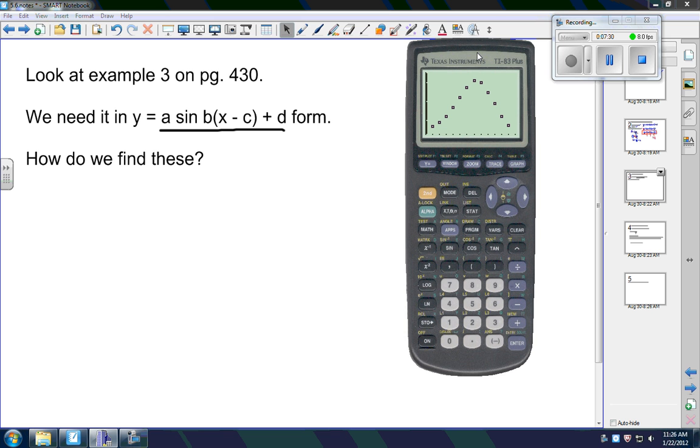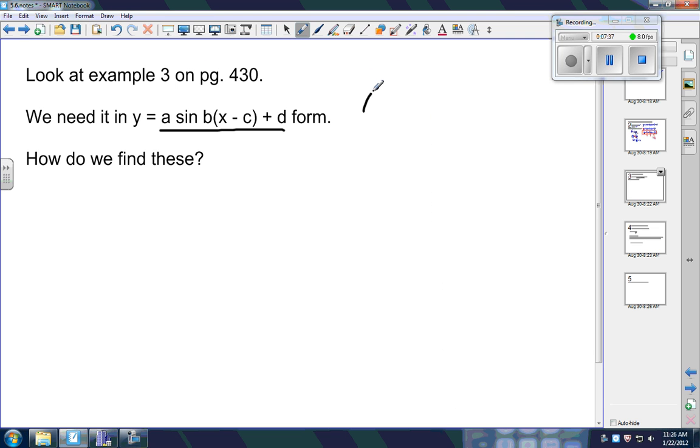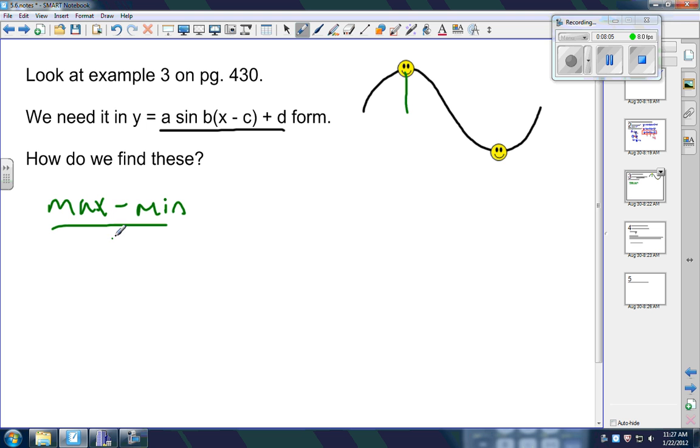So first thing we got to do is get the amplitude. If we think about what a sine curve looks like, something like this, here's our max, here's our min. We said amplitude was always just this guy right here. It's basically your max minus your min, and then we divide this guy by 2.